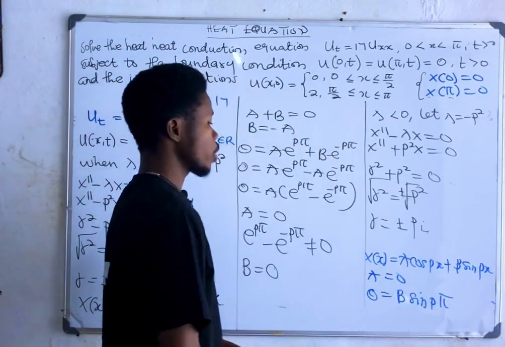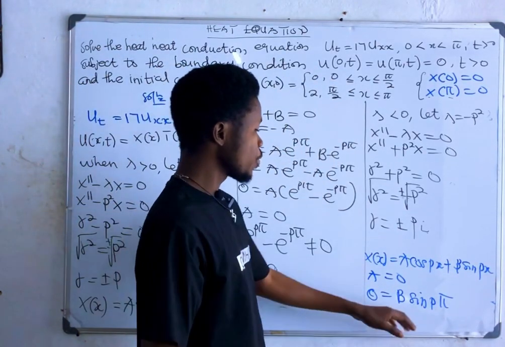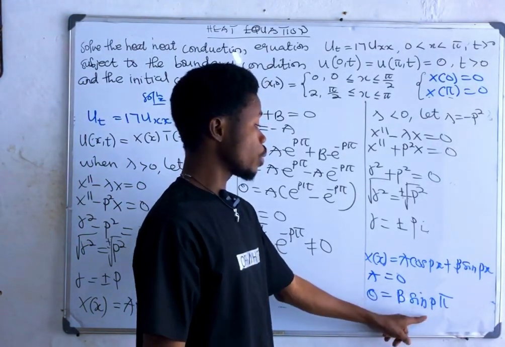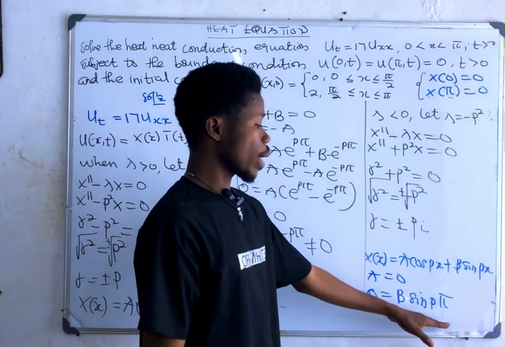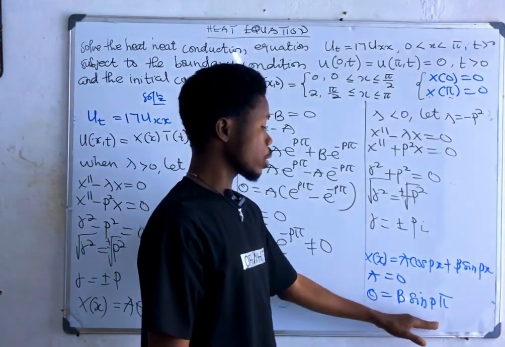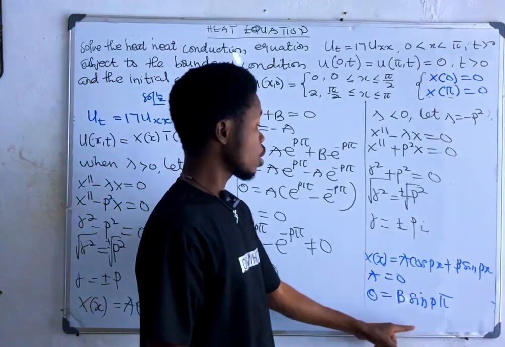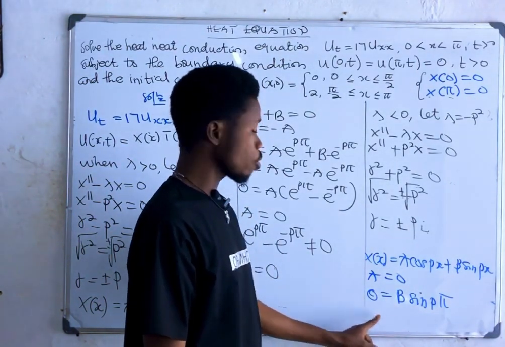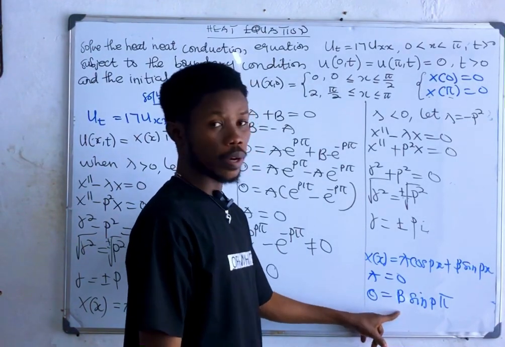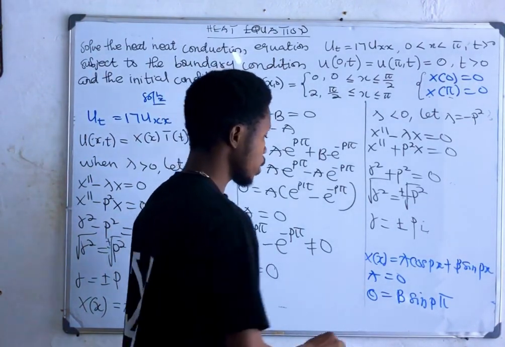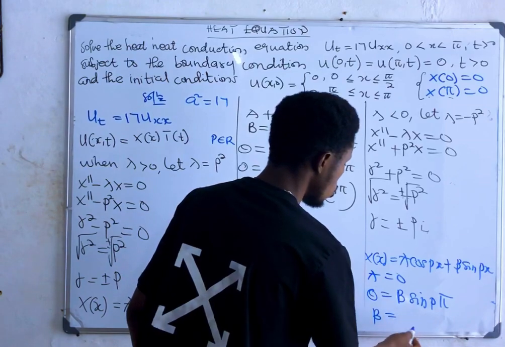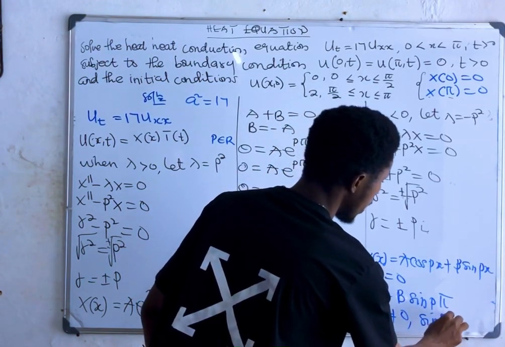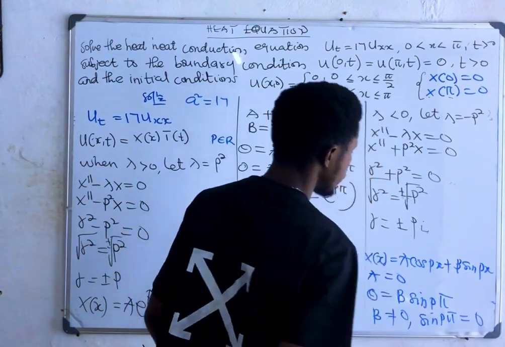Now for this one too, you know that sine p pi is always 0. Because if p is 1, sine 1 pi is 0. Sine 2 pi is 0. Sine 3 pi is 0. Sine 47 pi is 0. But b can also be equal to 0. But here, if you say b should be 0, then you get a trivial solution again. So what you do here is that you say that b should not be equal to 0, but sine p pi should be equal to 0. Is that okay?